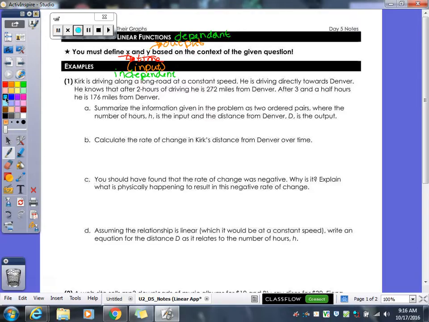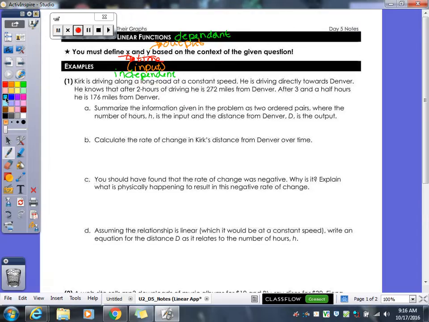Does anybody know why we would call them independent and dependent? One depends on the other. I can't figure out my y's unless I know what my x is. And since x is generally time, independent also is you can't really control time. Time passes whether you want it to or not, so you can't really control it.